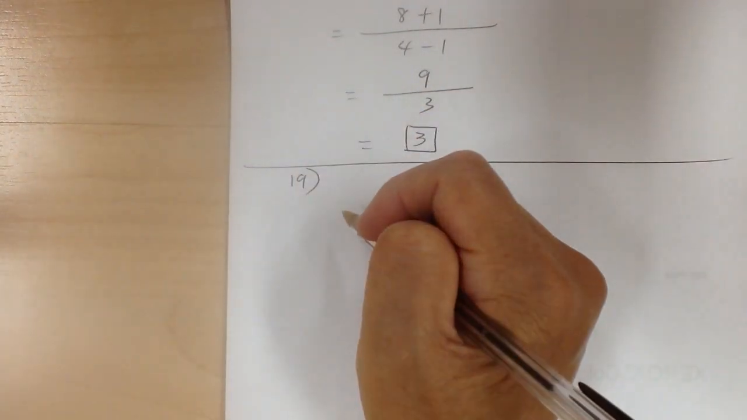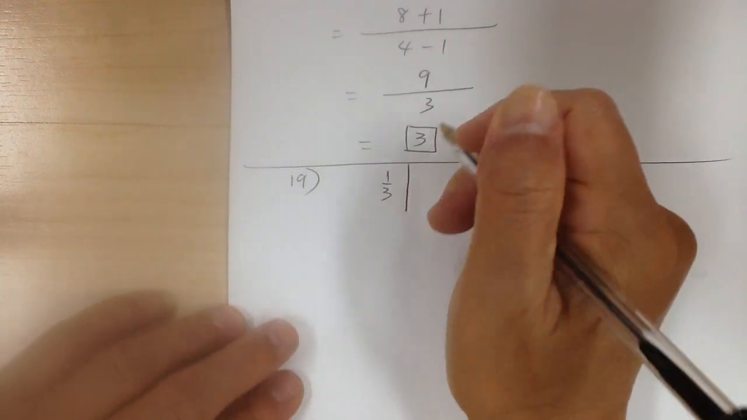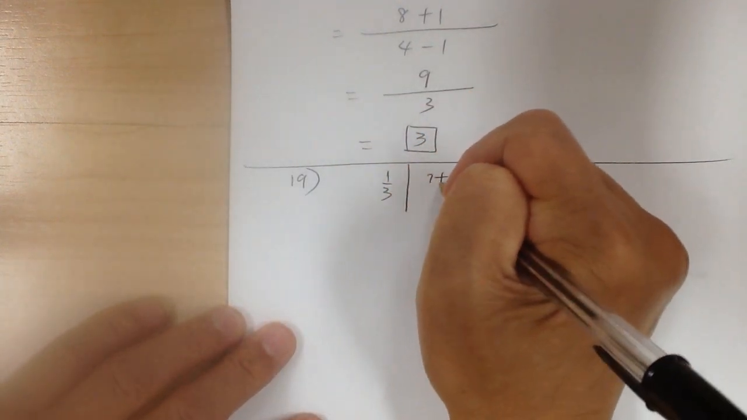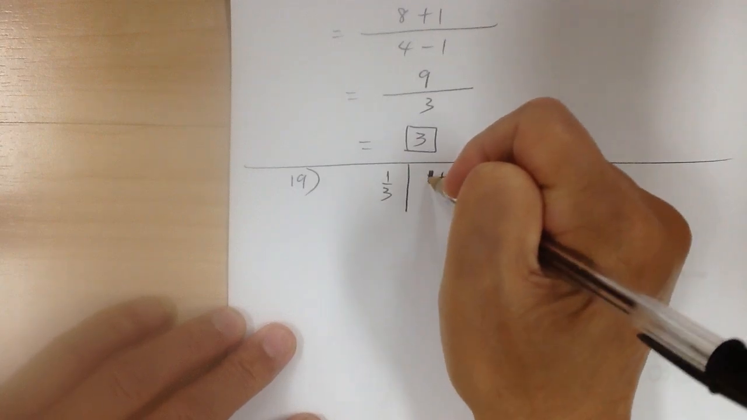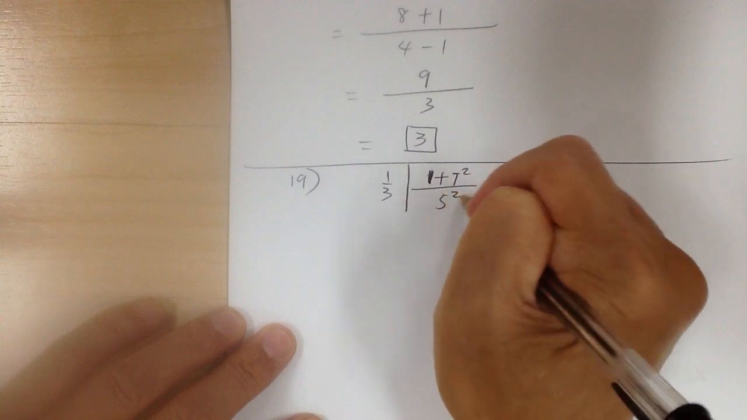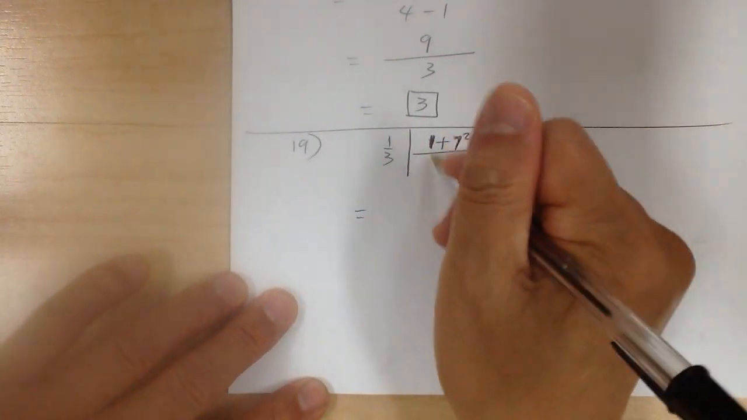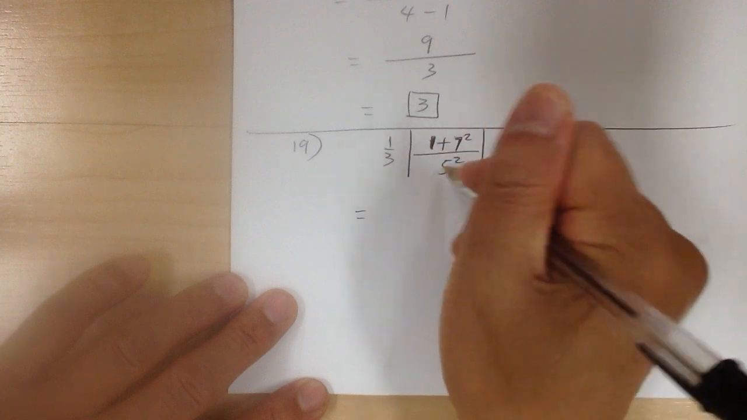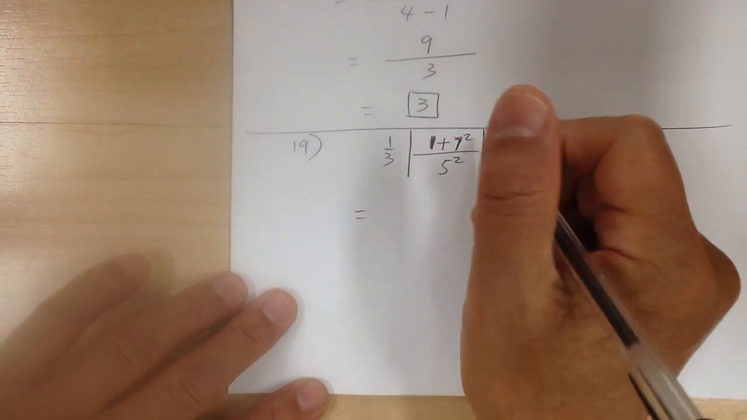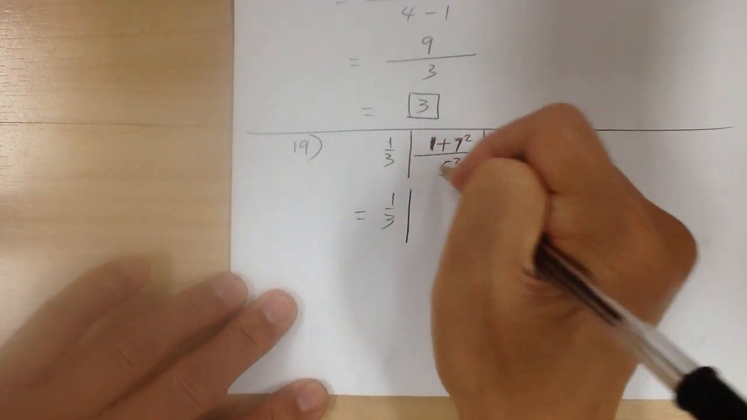Okay, number 19. Yeah, 1/3 times the absolute value of (1 plus 7 squared) over 5 squared. Okay, so you have to work this again. The absolute value is acting as a grouping symbol, so you can do the group first. So you have to simplify the inside.